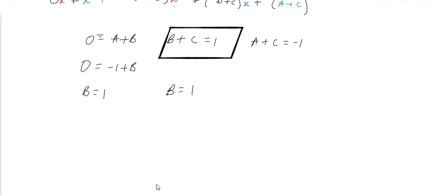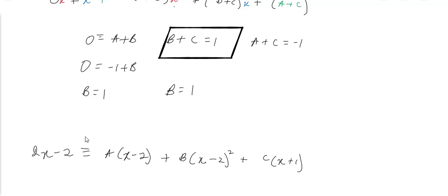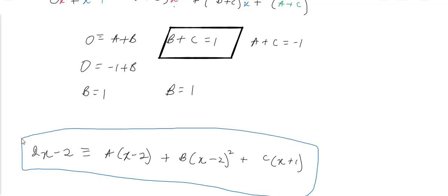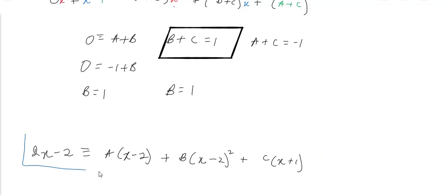Let's see if I can give you one to try at home. When we meet next time, we're going to talk about that. So we have to solve for the constants a, b, and c in the identity 2x minus 2 is identical to a(x minus 2) plus b(x minus 2) squared plus c(x plus 1). So solve this identity for the constants a, b, and c. And when we meet next time, we're going to talk about the solution to this question.